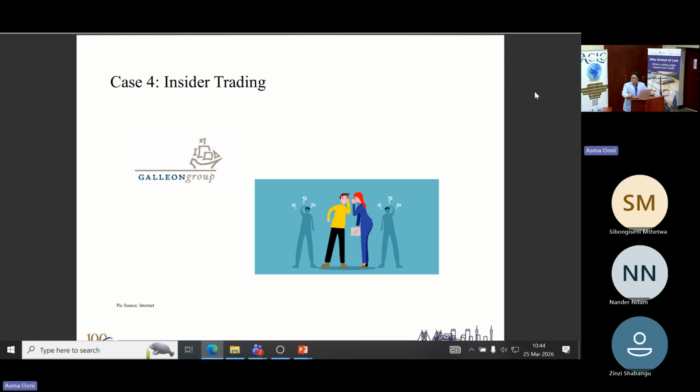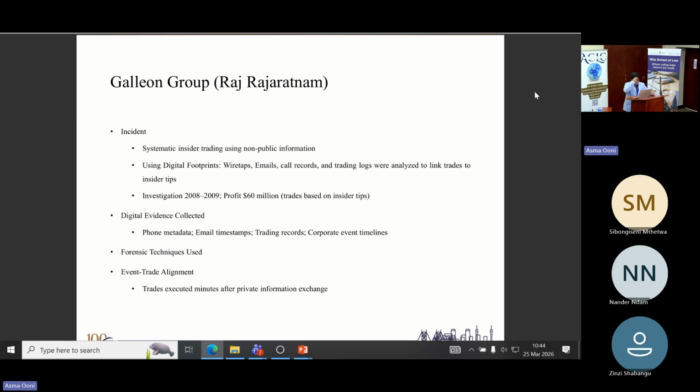The next part is insider trading, which is very common in finance. Like we use private information to manipulate the stocks, but how can we actually trace it back using digital forensics? In this case, the incident happened with Raj Rajaratnam between 2008 and 2009. He tried to use insider messages to inflate the stock prices.